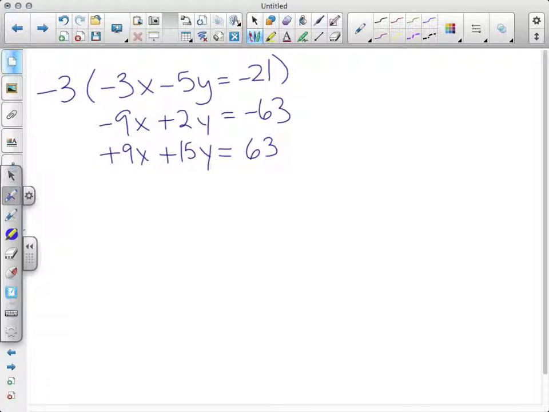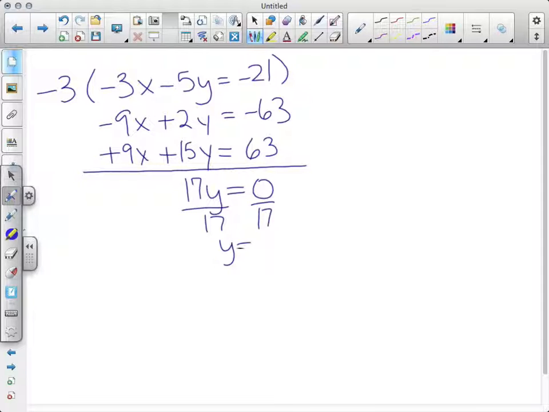Look what happens. When we add the new equations we just got together, the x's will cross out, because negative 9x plus 9x is 0. And then you're going to have 15y plus 2 more y, we get 17y. And negative 63 plus 63 is just 0. And if I divide by 17, y is equal to 0.